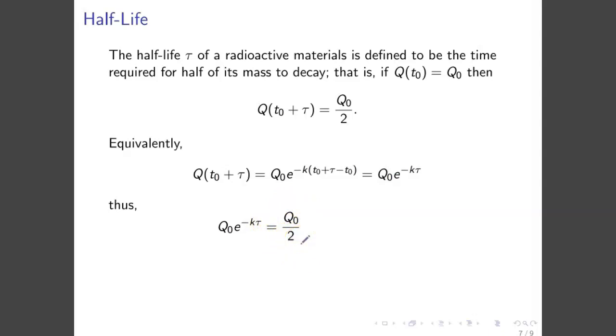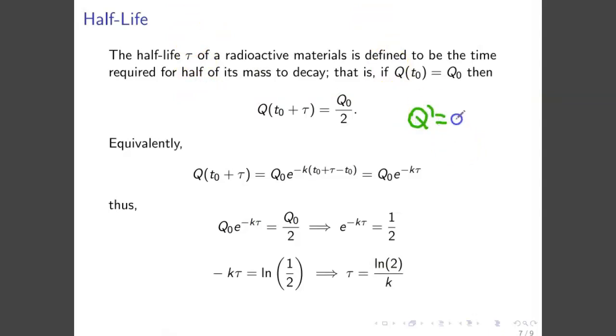And if we solve for tau, then we would find this so-called half-life. And so in this case, these calculations are not too difficult. Tau here will be equal to natural log of 2 divided by that constant k, right? So remember that constant k comes from how we were writing q prime equals minus k times q.